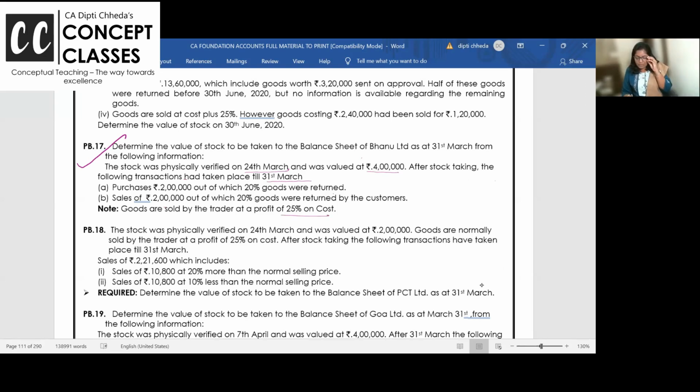So the equation we know. From 24th to 31st, whatever are the purchases minus the returns, net, add it. Whatever is the sale, those goods were there on 24th, but now they are sold, so you deduct it. So like this, we will do the 17th problem. Yes, shall we start now?